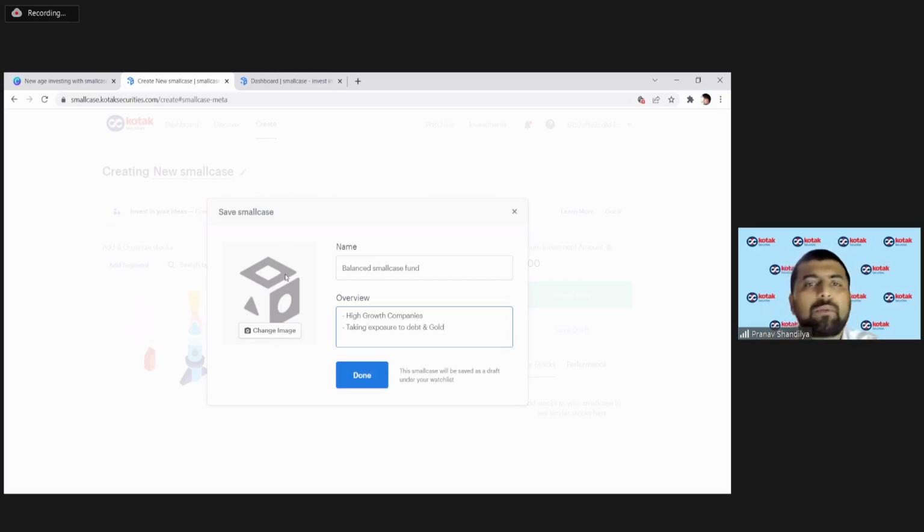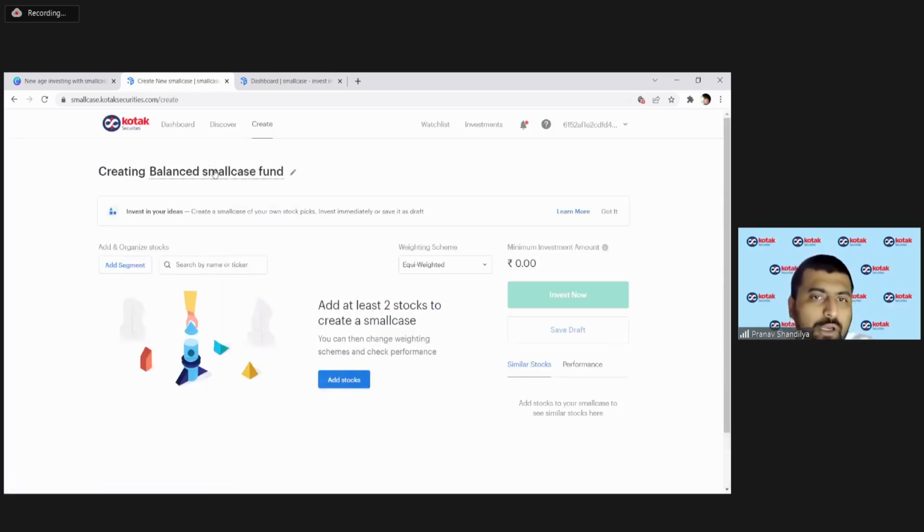You can take the image from anywhere and put it over here by clicking on change image. Then you can click on done, and the name of the smallcase has been designed. So then you can directly go and start putting stocks into this particular basket. For example, I'm going to take very random examples here. The stocks that you want to choose are completely up to you.